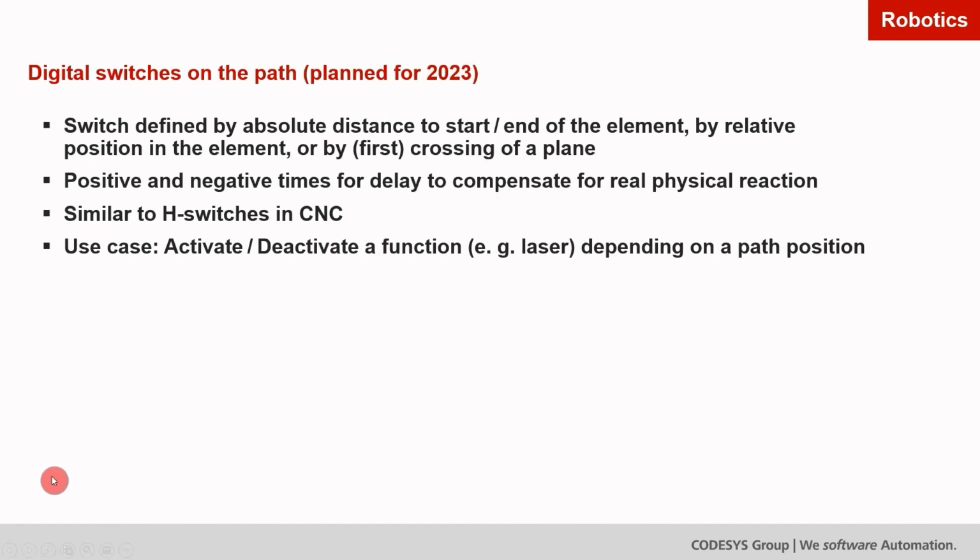And now a little preview of the next version planned for 2023. We want to implement digital switches on the path, similar to what you already know from the CNC, where they are called H switches. And also for the robotics, you will be able to define these switches in different ways, and the robotics kernel will then set the binary switches at the correct time. There will be different modes when or where the switching action will take place. For example, it will be possible to compensate for switching delays. The use case for this is to allow switching special functions such as the laser synchronously and with high precision to the path.